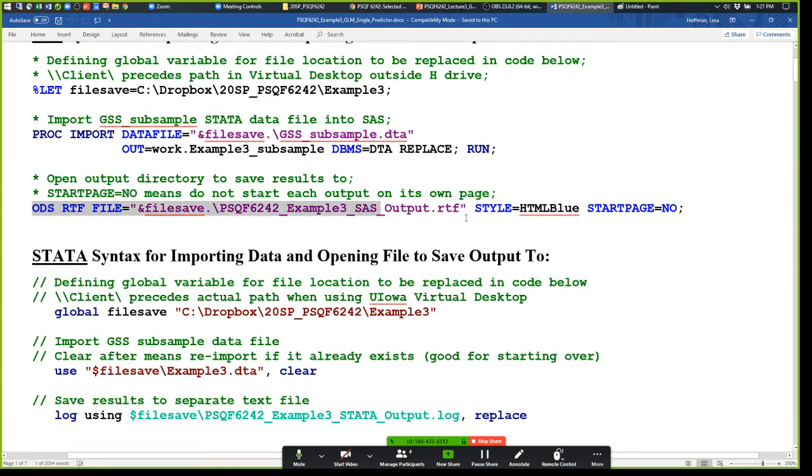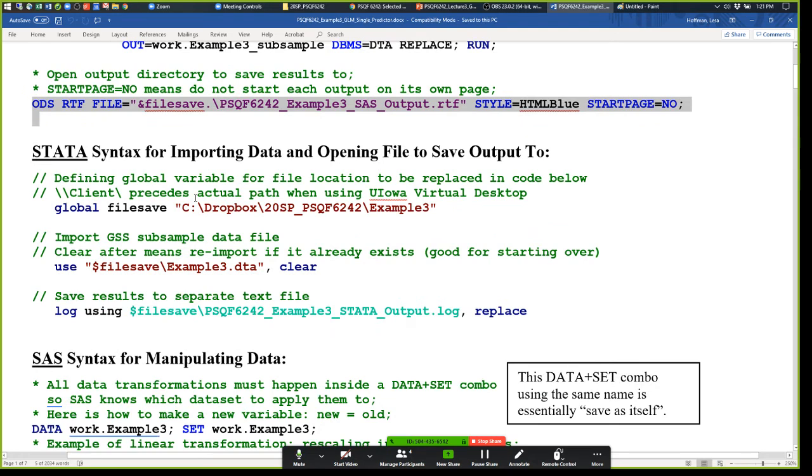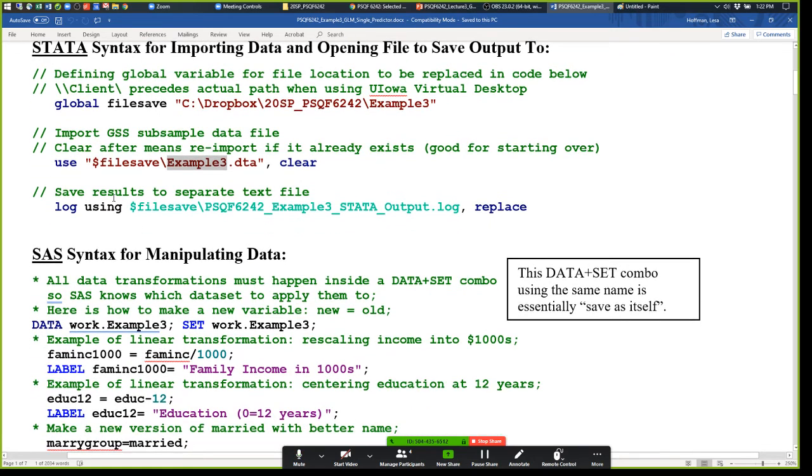This ODS RTF, that's opening up a results file to send all of my output to. That way you don't have to save it yourself. Stata syntax do the exact same things. File save is here. Stata wants your path in quotes. Then you can tell it the name of the data set that you want to import, so example 3. And then the log statement starts a non-rich text file, just a plain text file to send your output to.